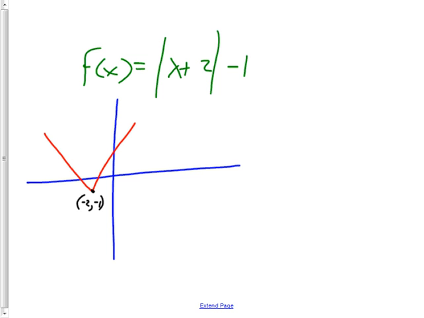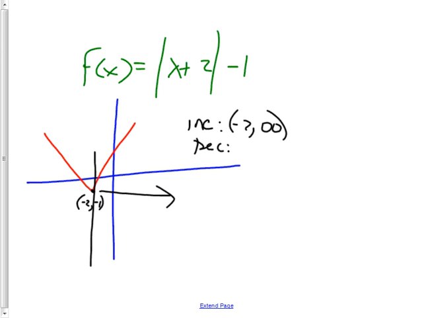Okay, so now, where is it increasing and decreasing? Increasing between what and infinity? Yep, from there over, it's increasing, which is from negative 2 to infinity. It's decreasing from way over here somewhere up until negative 2. So what do I say? Yep, negative infinity to negative 2.